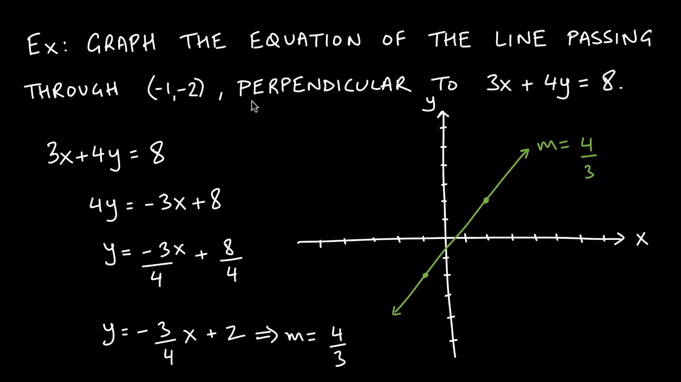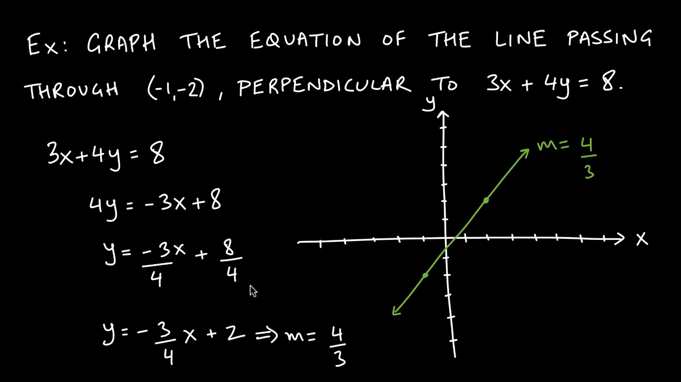Now remember, we said that the new line is perpendicular. So if the slope of the old line is negative 3 over 4, perpendicular implies that we have to do negative inverses. So if it's already negative, the slope of the new line has to be positive, and we have to flip this number. So 3 over 4 flips to 4 over 3.